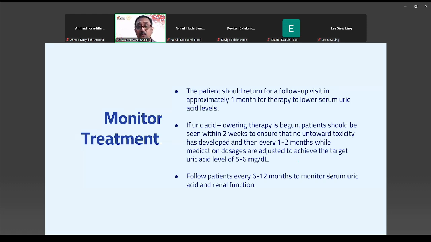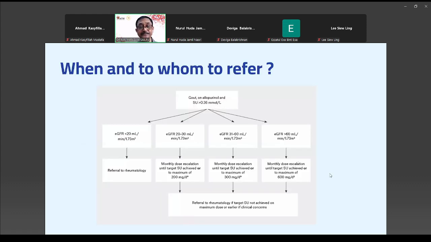And then every 1 to 2 months. I mean, first, once you start, in 2 weeks' time, ask the patient to come back. And then every 1 month, you see them and adjust so that the uric acid level is at 5 to 6. Follow the patient for 6 to 12 months to monitor the serum uric acid and the renal function.